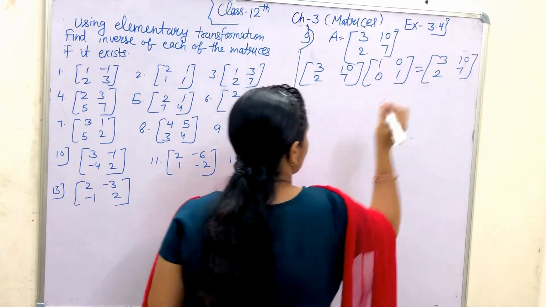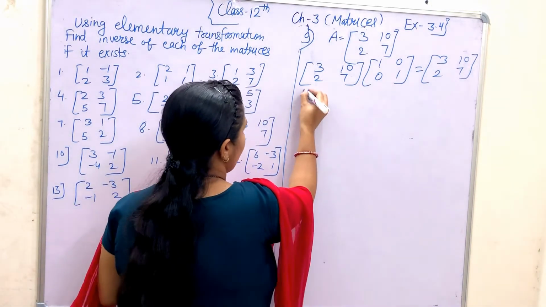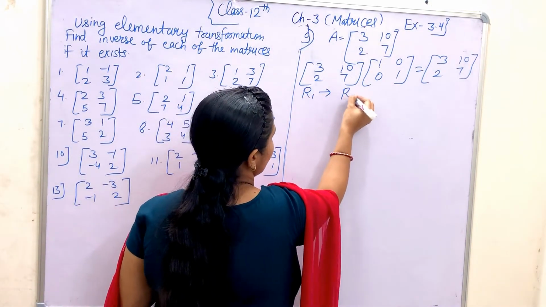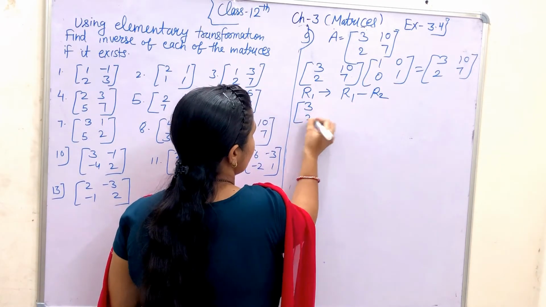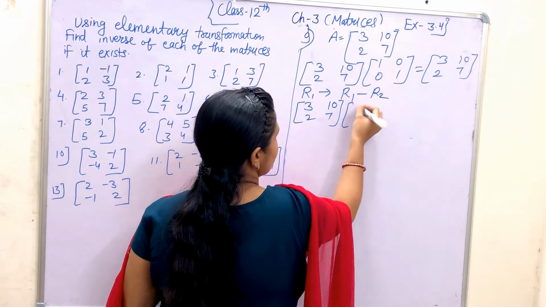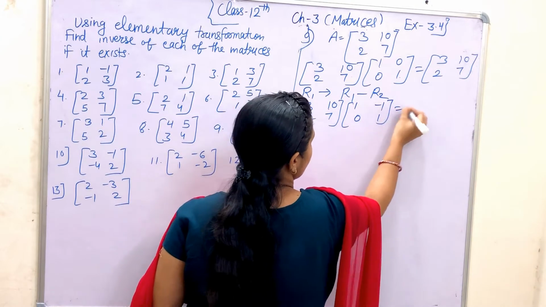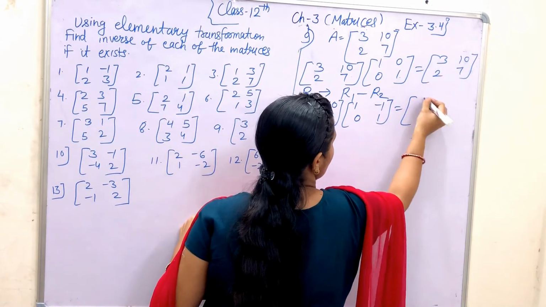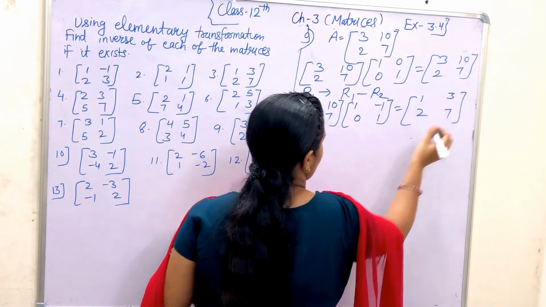We have to make our first position A11 as 1. So we apply on R1 as R1 minus R2. We get 3, 2, 10, 7. Here R1 minus R2, 1, 0, minus 1, minus 1, 0, 1. Here we get 3 minus 2, 1, 10 minus 7, 3, 2, 7.